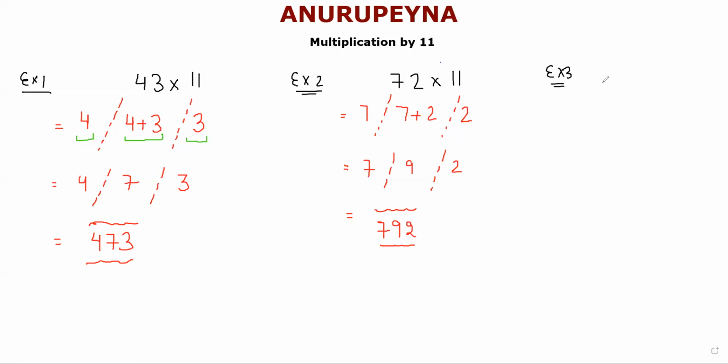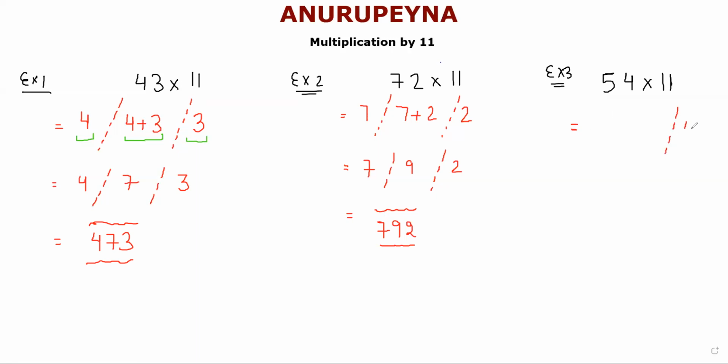Example number 3. Say you have to multiply 53, or let's say 54, with 11. So try to do this question now. So what is your answer? Give me your answer in the comment box.